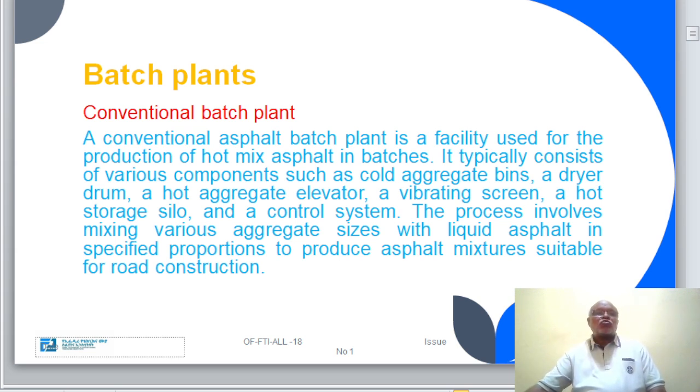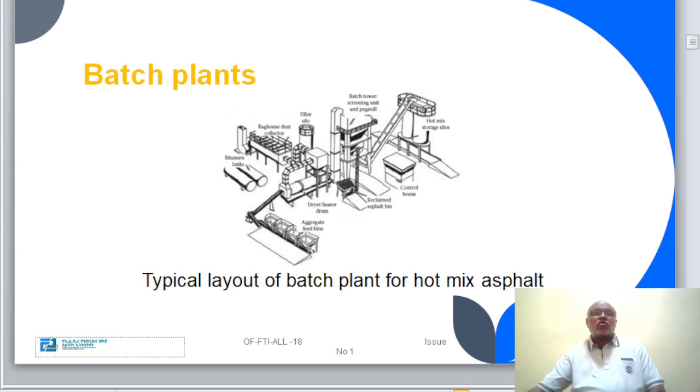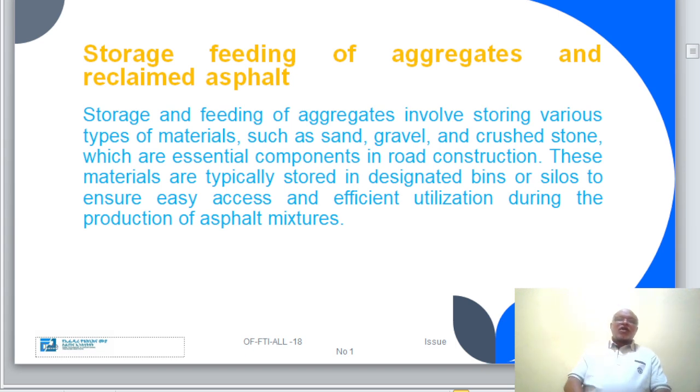Now let us proceed to the storage feeder of aggregate and reclaimed asphalt. Aggregate and reclaimed asphalt, if used, stocked in piles, are placed in cold feeder holding bins using a loader or truck. The number of cold feed bins is usually from 3 to 9, depending on the number of different size aggregates used and hourly production output.